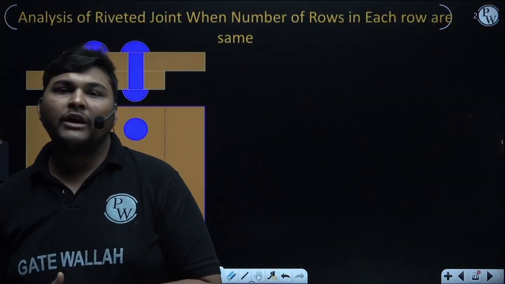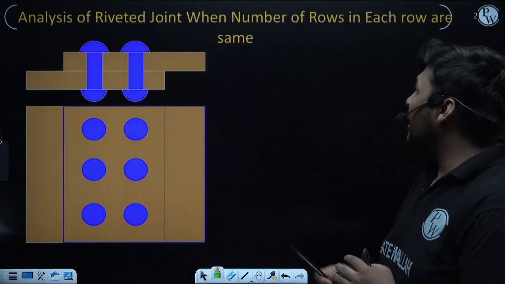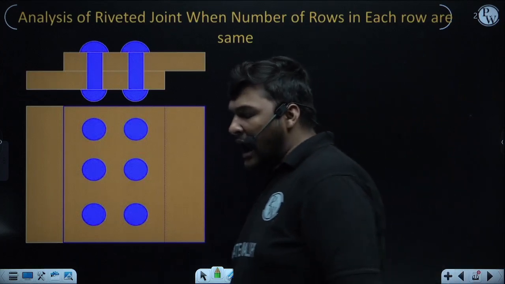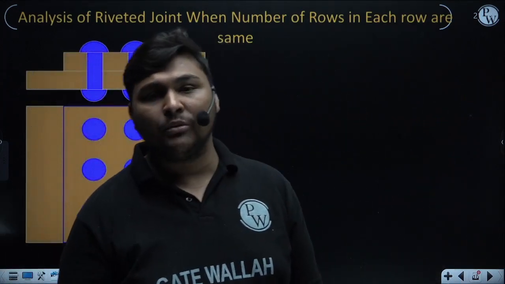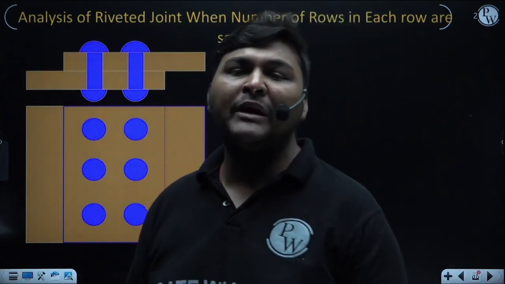So student, now we'll discuss the analysis of riveted joint when number of rivets in each row are same. Whatever formula or concept I will discuss, I am discussing by assuming number of rivets in each row are same if it is a multiple row riveted joint.